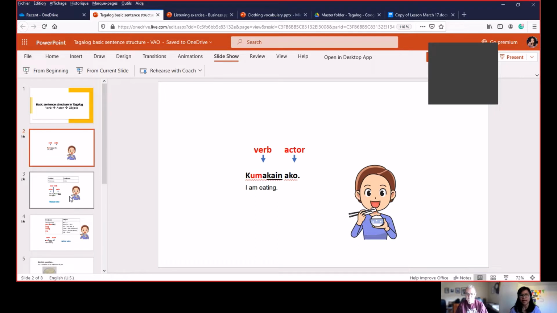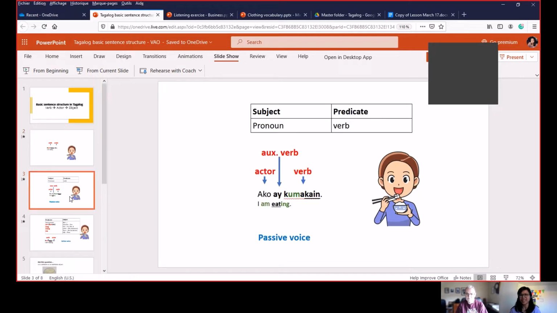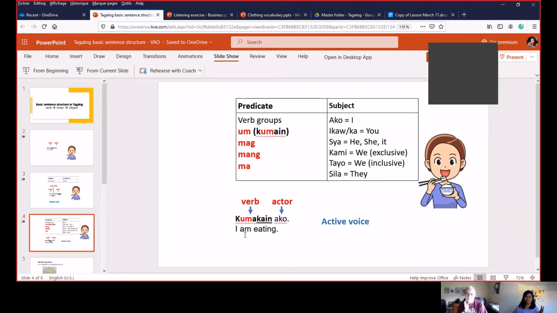And again, this is what we call the passive voice. Meanwhile, we have here the verb first. Kumakain ako, and it's active. You have the action there, kumakain, and then you have the actor. So here we have the verb and the actor. This is what we need to know because your goal is to have a conversation with Tagalog speakers, right?